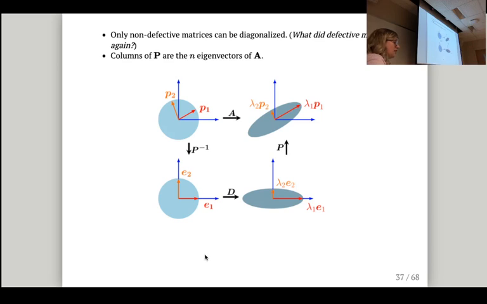This can only be done for non-defective matrices. Defective matrices are ones where the eigenvalues are repeating. So if eigenvalues repeat, we cannot do this. If the eigenvalues are all unique, we can. The columns of P are the eigenvectors of A.